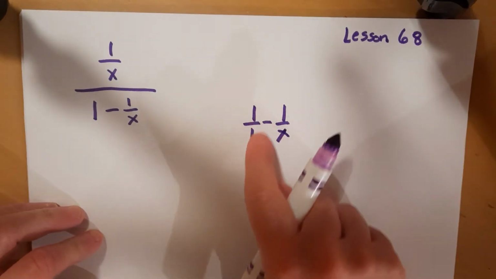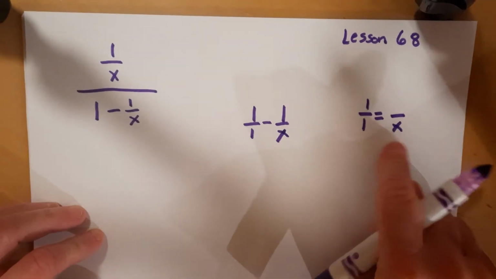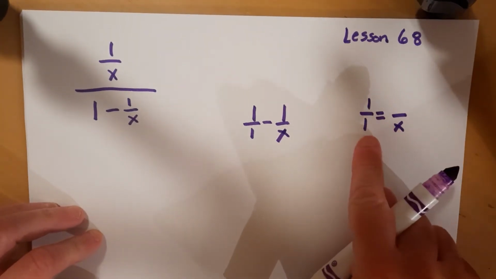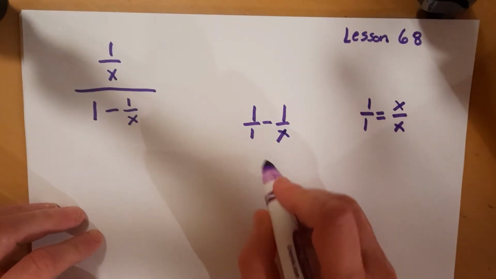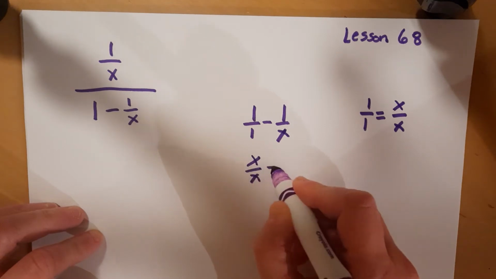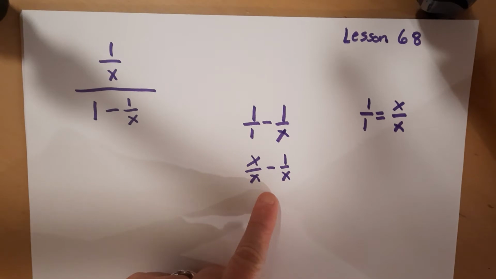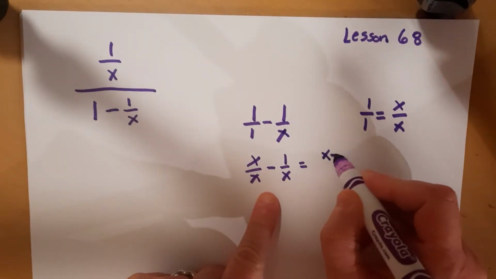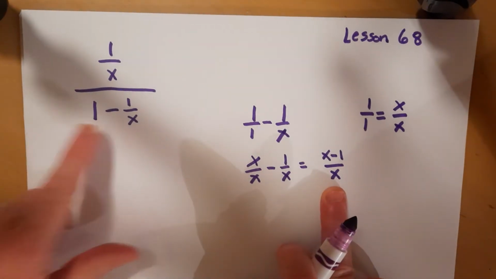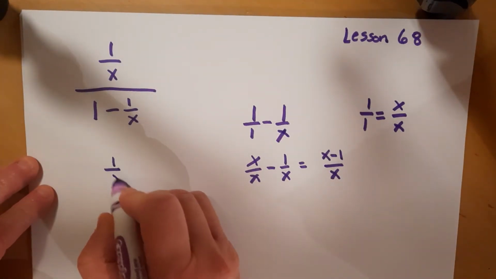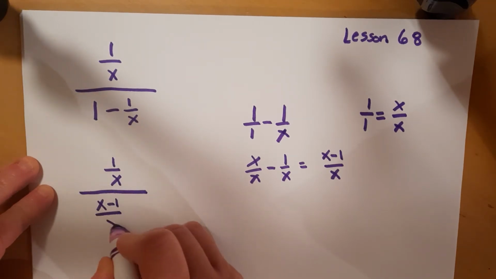So we're going to change 1 over 1 and find out what we have to do to make the denominator equal x. If we multiply the denominator by x, we need to multiply the numerator by x. So now we have x over x minus 1 over x. And now we can combine these like terms and make that equal to x minus 1 over x. So now we can put this in for this, and then we can finish the problem. We have 1 over x over x minus 1 over x.